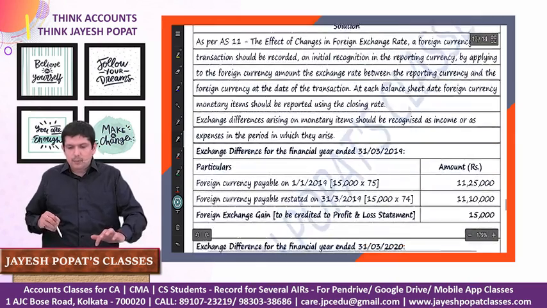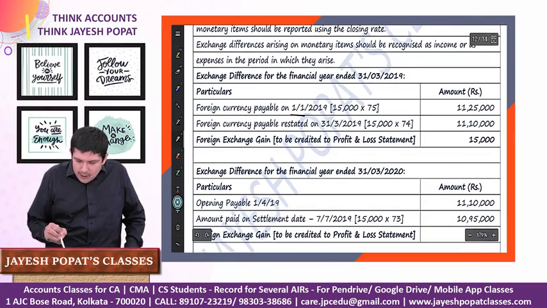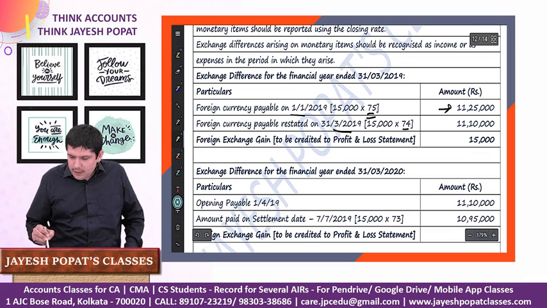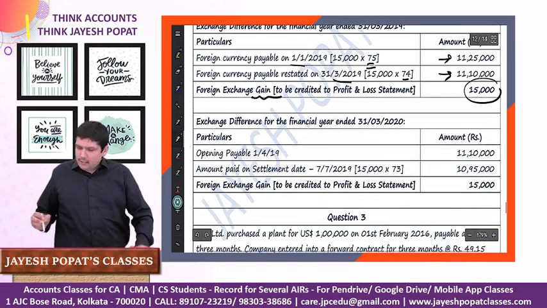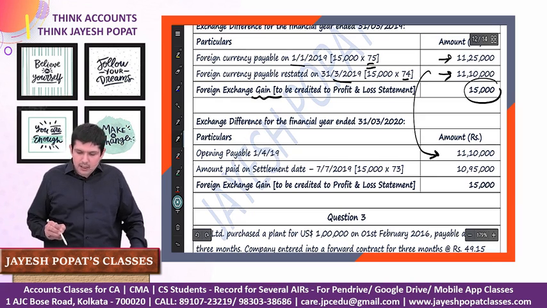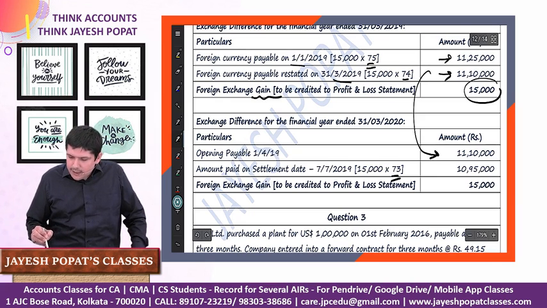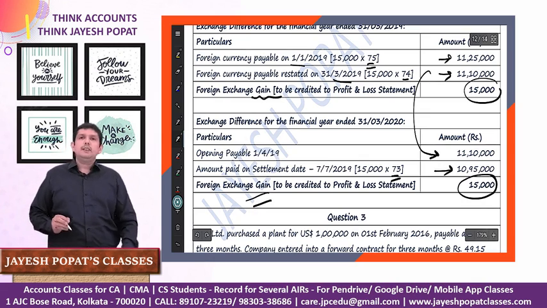So we will state the paragraph from the standard which you can read. See, on 1/1 the exchange rate is 75, so this is the value at which it is recorded. On 31st March it is 74, so this is the restated amount, so there is a gain to the extent of 15,000. And then now the opening balance is the closing balance of the previous year. We did a settlement at 73, so much money went out, so again there is a gain of 15,000 rupees.